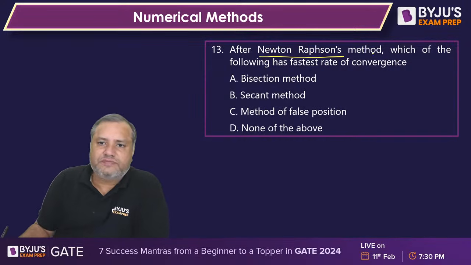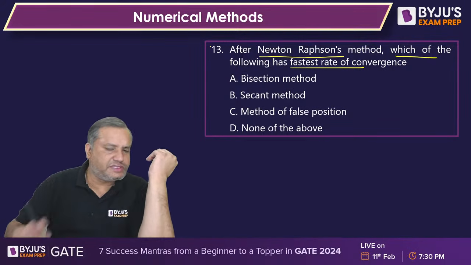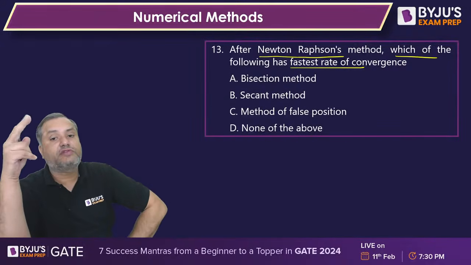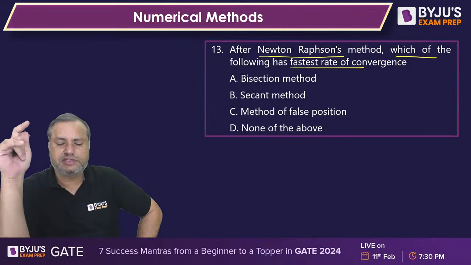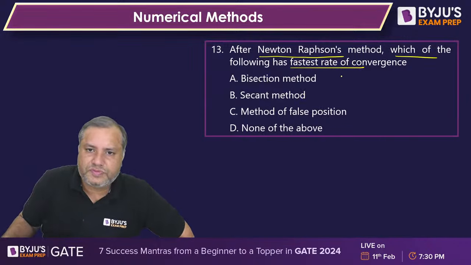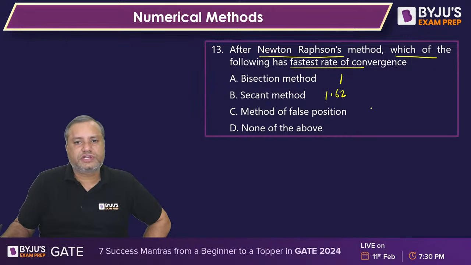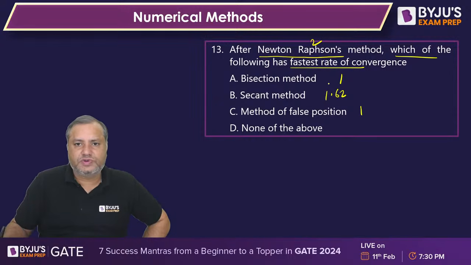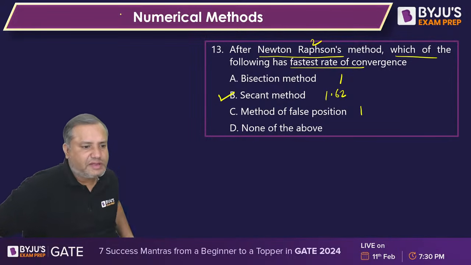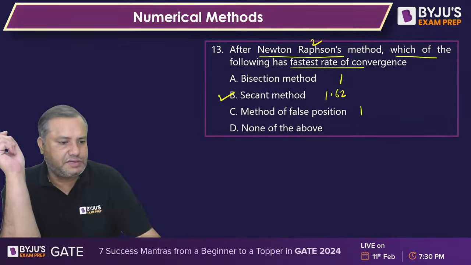After Newton-Raphson's method, which of the following has the fastest rate of convergence? The highest rate of convergence is Newton-Raphson's method, which is 2. The secant method's rate of convergence is 1.62. The method of false position and the bisection method have a rate of convergence of 1. So for bisection it is 1, for secant it is 1.62, for false position it is 1, and for Newton-Raphson it is 2. Just below Newton-Raphson is the secant method. Option B is the correct answer.